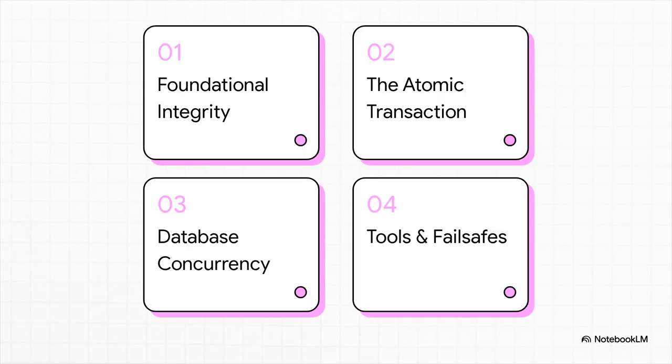So here's our game plan. First, we're going to start with the foundational rules that make sure our data is solid from the get-go. Then we'll get into the critical all-or-nothing principle of transactions. After that, we'll wade into the controlled chaos of concurrency, when lots of users are doing things at once. And finally, we'll check out some really powerful tools and fail-safes that help us manage all this complexity.